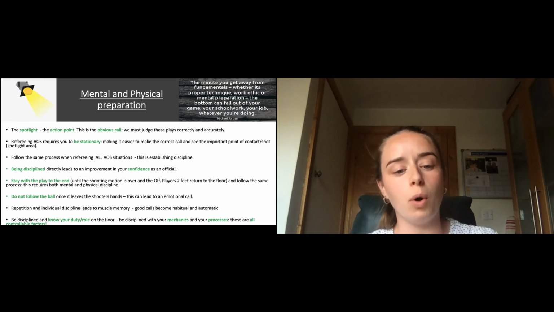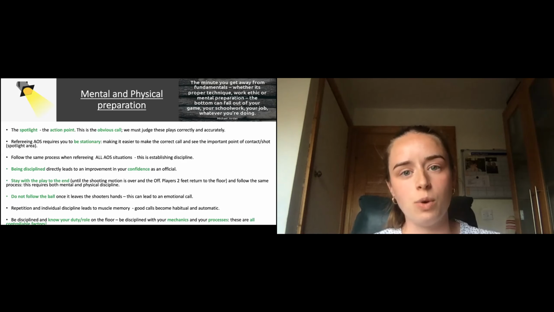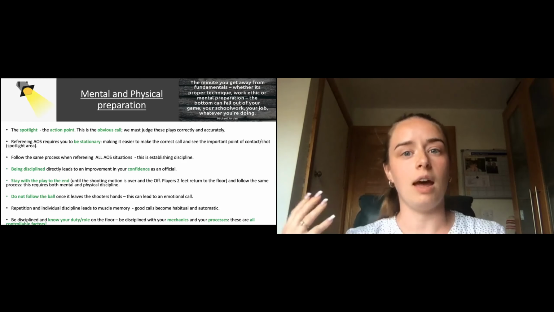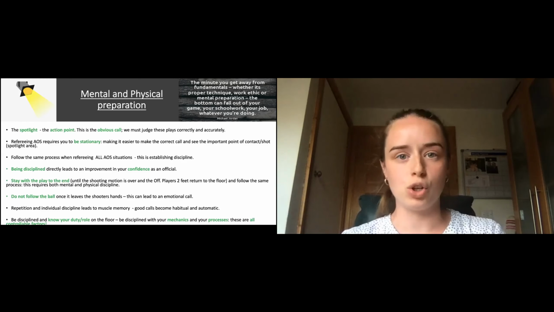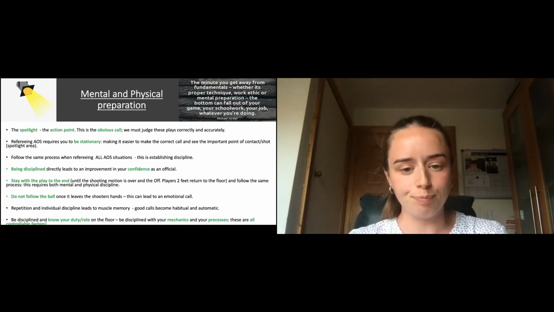So we shouldn't follow the ball when it leaves the shooter's hands. This is absolutely imperative because it can lead to an emotional call. So if we're following the ball and then out of the side of our eye, we notice that 2 players have landed on the floor or a player has ended up on the floor, we can automatically then think, I've missed something, it's going to lead to an emotional call without us actually being clinical and objective in our thinking.